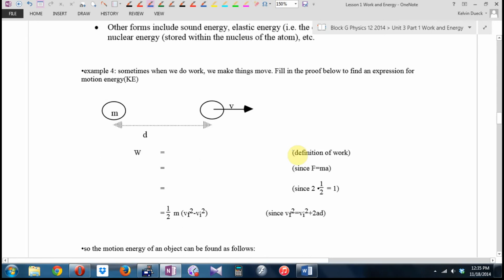Turns out sometimes when we do work, we make things move. Fill in the proof below to find an expression for motion energy. Okay. Eric, gonna make it? Yeah. Okay.